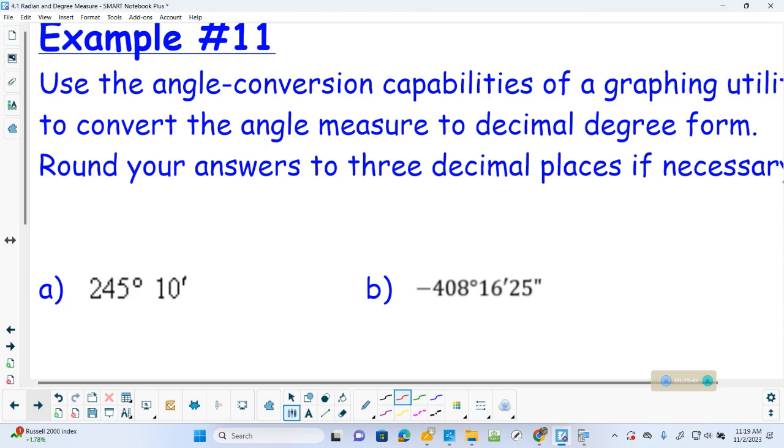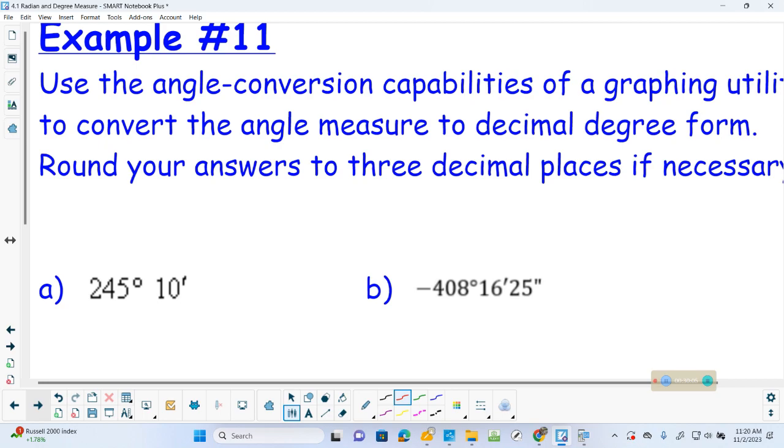Here we go. So if you take a look at this, it says use your angle conversions of your calculator to convert it to decimal degree form. So these little symbols, clearly that's a degree symbol, you all know that. One tick mark, this one means minutes, the double means seconds. These are in what we call degrees, minutes, seconds, answers.